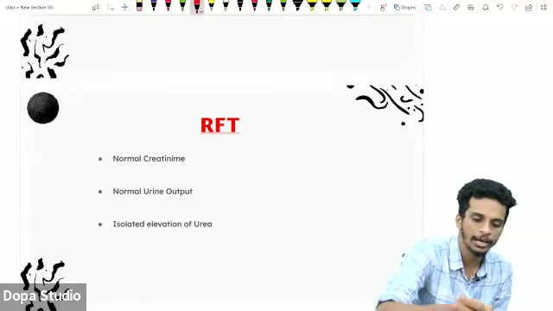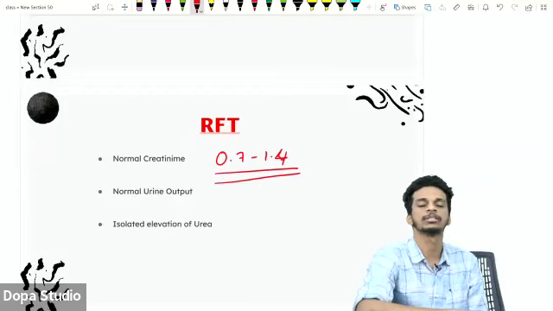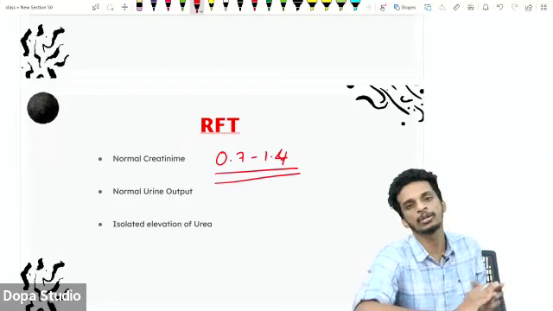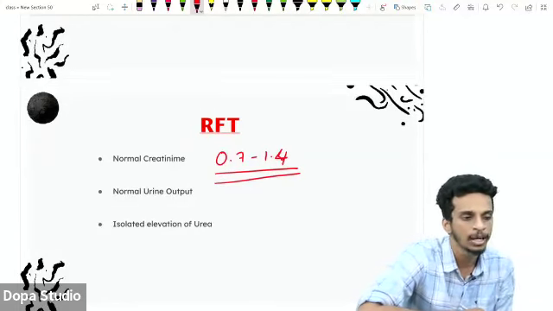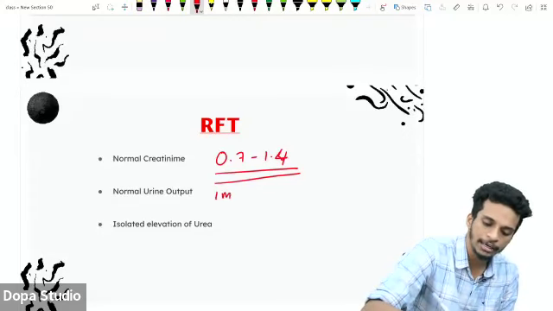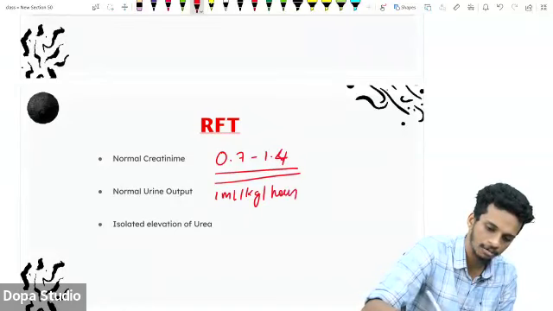The normal creatinine actually varies with age, but we can use this reference. Normal creatinine is 0.7 to 1.4. Some books say it's 0.7 to 1.3, some say 0.7 to 1.35, but on average we can take the normal creatinine to be between 0.7 to 1.4. And the normal urine output in an adult person is 1 ml per kg per hour.